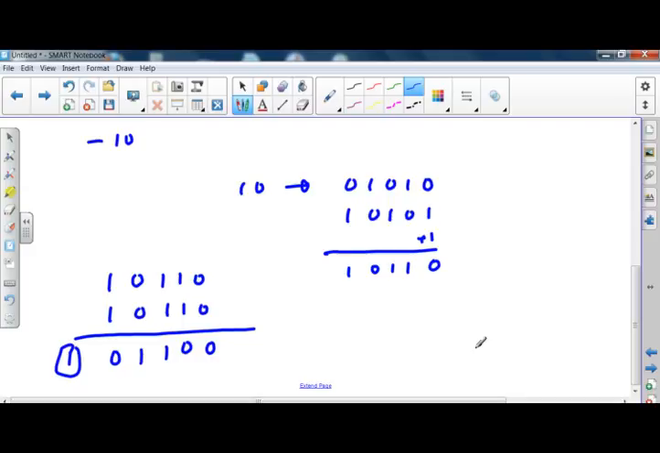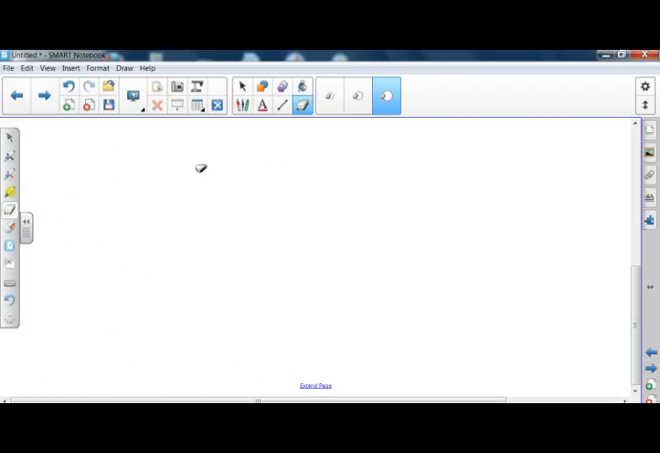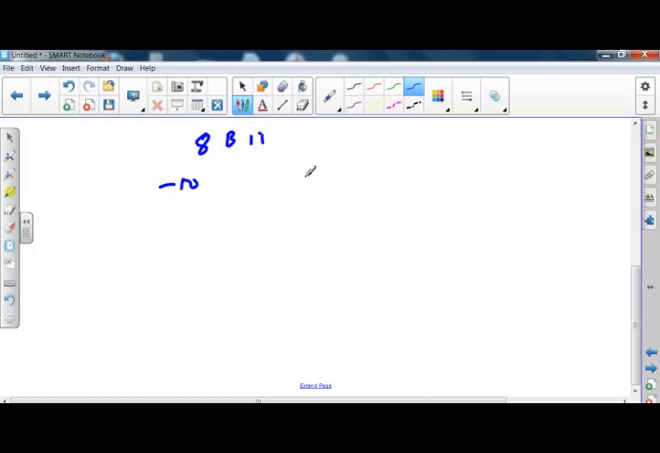All right, you're right. Forget about 5-bit. Doing 8-bit math, we want minus 10. Okay, 0, 0, 0, 0, 1, 0, 1, 0. We complement it.